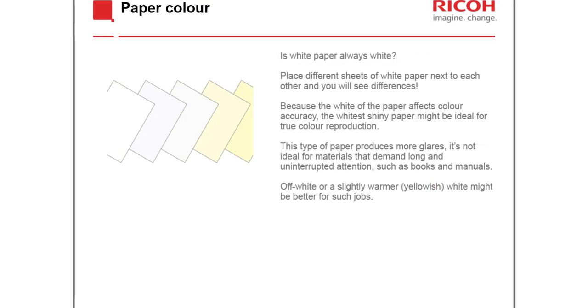Is white paper always white? Place different sheets of white paper next to each other and you will see differences. Because the white of the paper affects color accuracy, the whitest shiny paper might be ideal for true color reproduction. This type of paper produces more glares. It's not ideal for materials that demand long and uninterrupted attention, such as books and manuals. Off-white or a slightly warmer yellowish white might be better for such jobs.